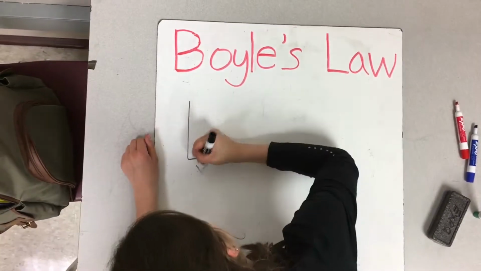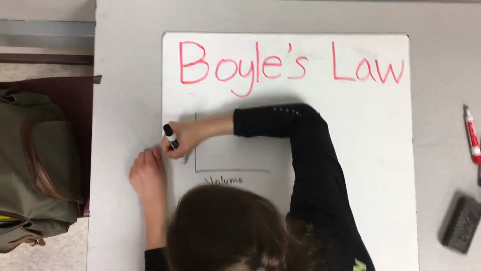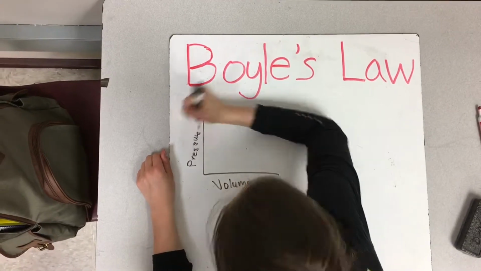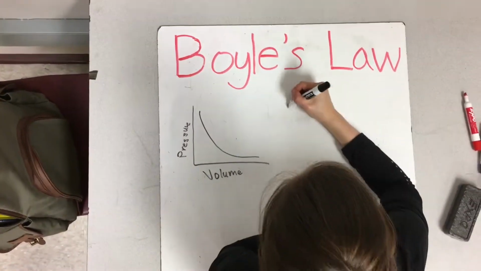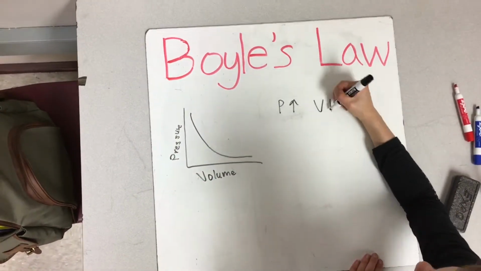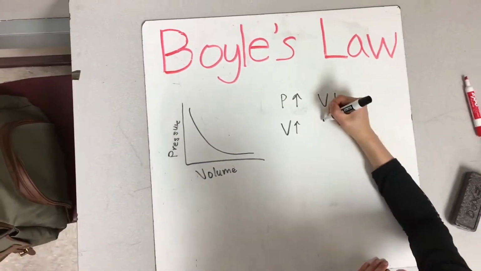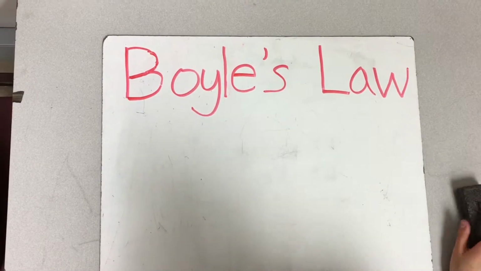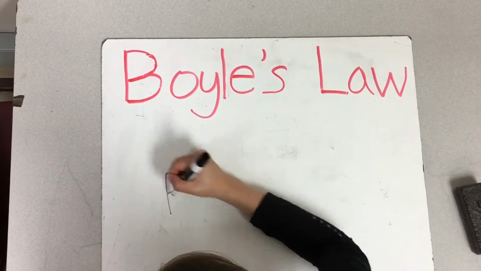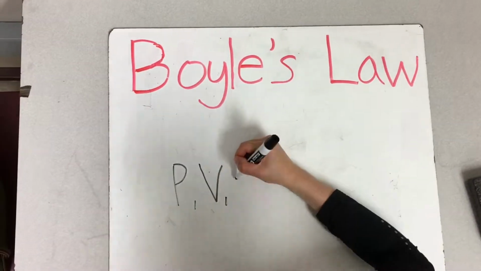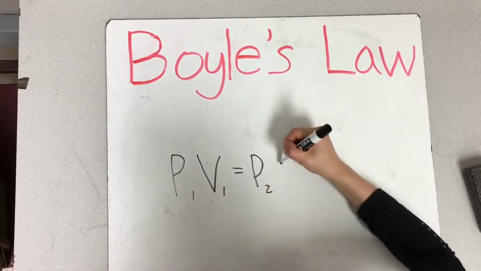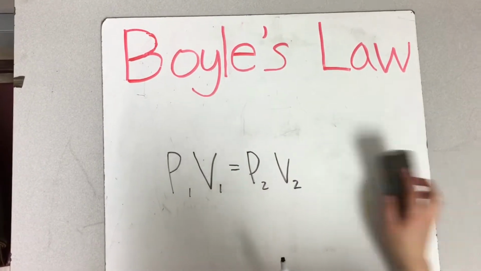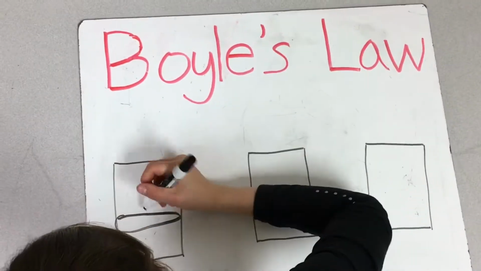Boyle's law is the inverse relationship between volume and pressure. When pressure increases, volume decreases, and when volume increases, pressure decreases. This creates the equation P1 times V1 equals P2 times V2, where P1 and V1 are the initial pressure and volume, and P2 and V2 are the final pressure and volume.